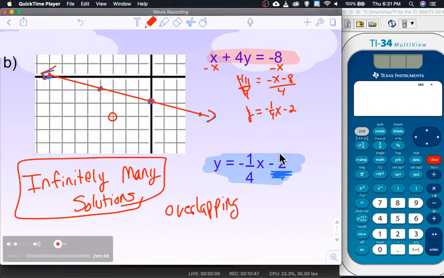We can say that. It's not what the answer is, but it might help you understand. These lines have the same equation. It's the same line. So if it's a solution to one, it's always going to be a solution to the other. And if I used my graphing calculator and graphed this, it's just going to look like one line.